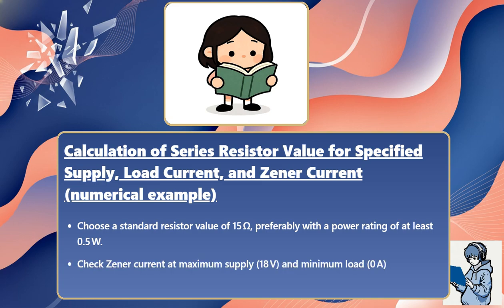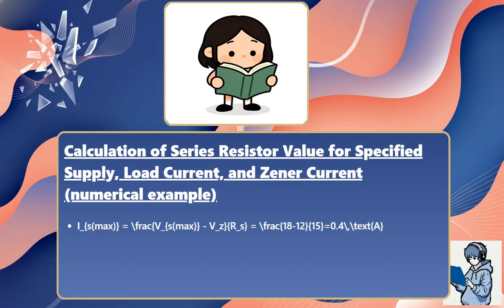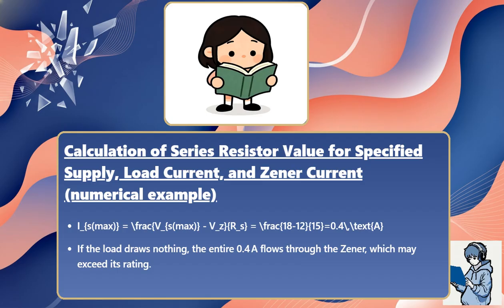Check Zener current at maximum supply, 18 volts, and minimum load, 0 amperes. The current through RS at 18 volts: IS max equals (Vs max minus Vz) divided by RS, equals (18 minus 12) divided by 15, equals 0.4 amperes. If the load draws nothing, the entire 0.4 amperes flows through the Zener, which may exceed its rating.